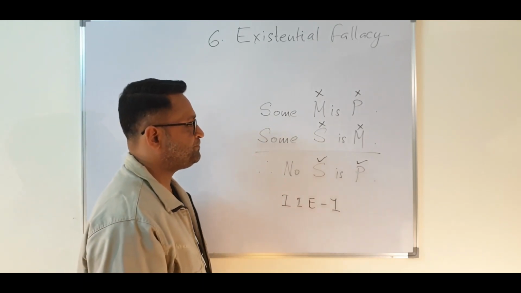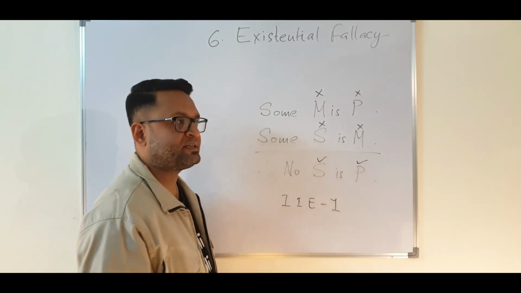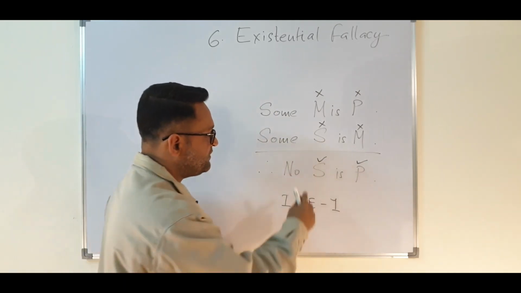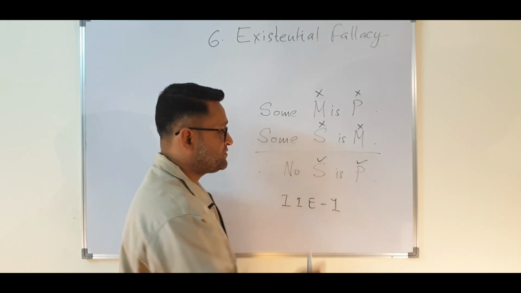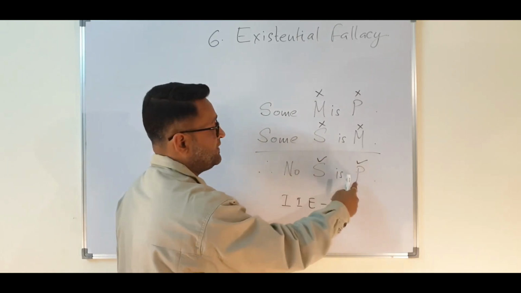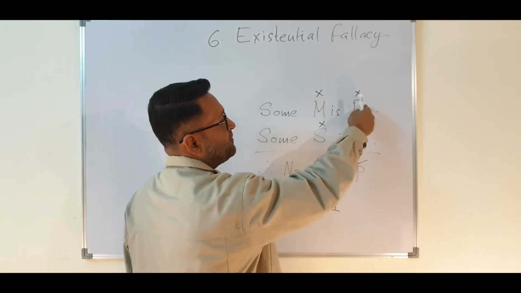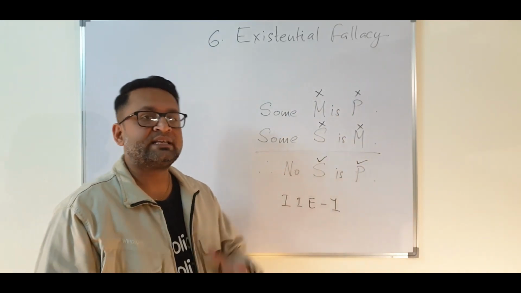Now, let us come to the third rule, that is illicit process. Illicit process says that if any term is distributed in the conclusion, then it must be distributed in the premise. If you see, the term S is distributed in the conclusion, but it is not distributed in the premise. So illicit minor will come. Similarly, illicit major will come, because the major term is distributed in the conclusion, but not distributed in the premise, right? So these things you have to check.